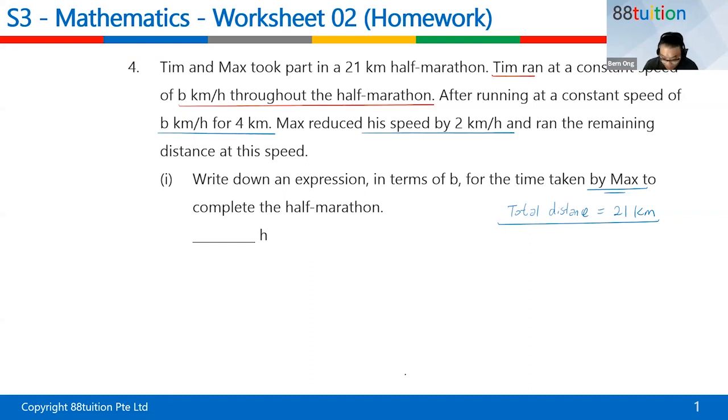So look, for the first 4 kilometers, what happened? We know that Max was running at a speed of b kilometers per hour. And the remaining, what's the remaining, children? I'm trying to break down the information. The remaining will be 21 kilometers minus 4 kilometers.